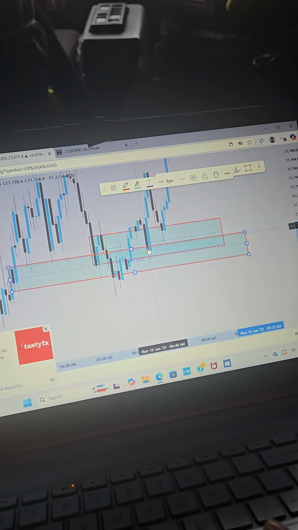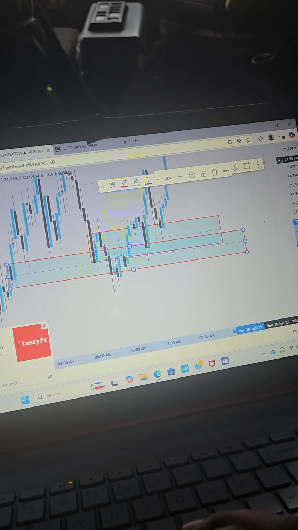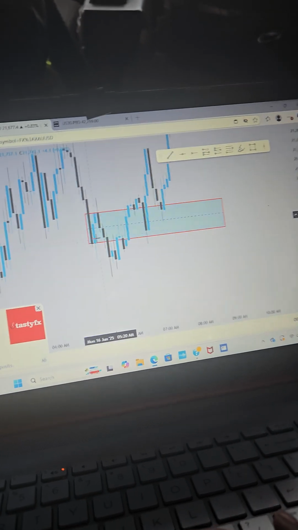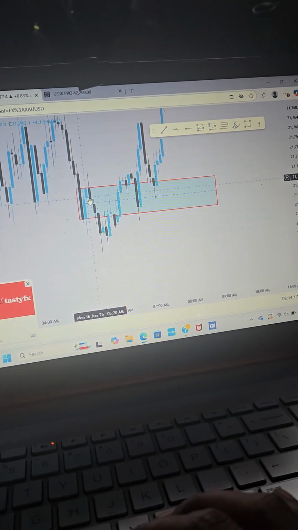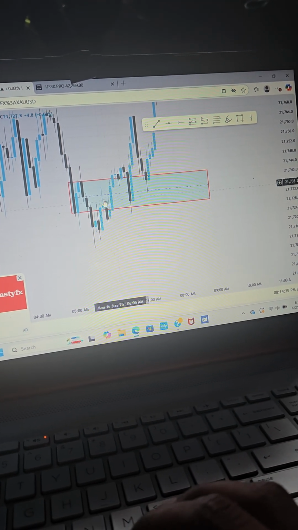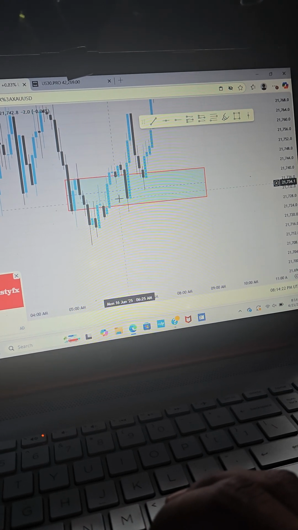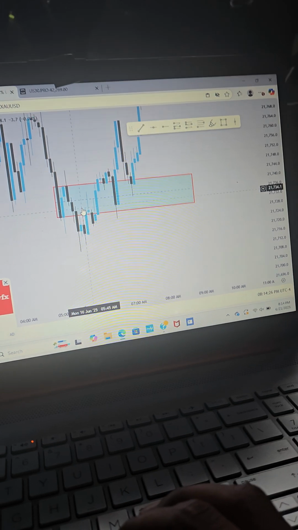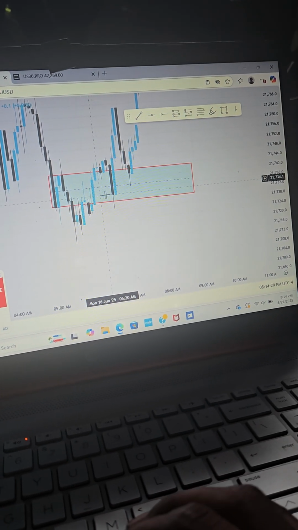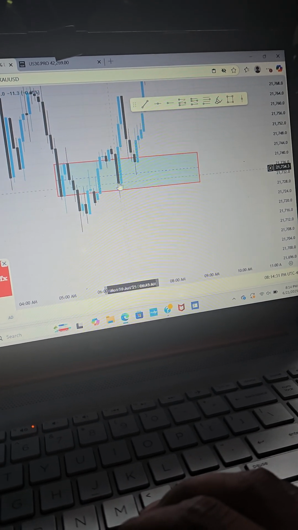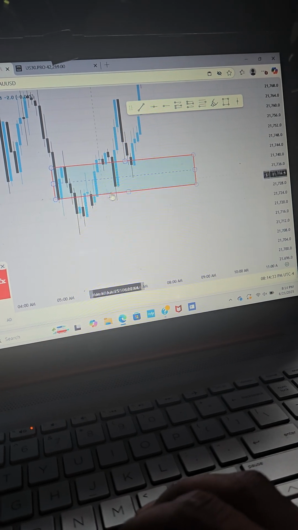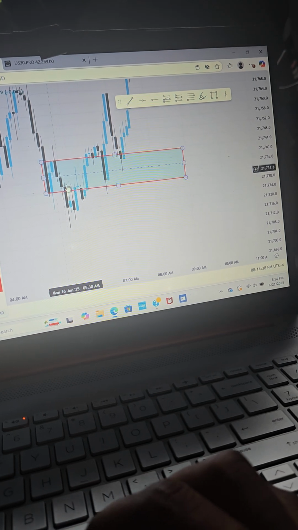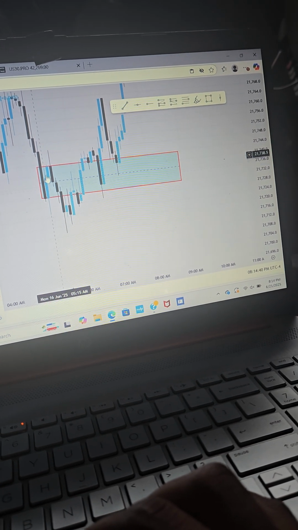So since this is a bullish breaker and a failed bearish order block, this area right here is the discount. Now, when you're bullish, you want to buy at a discount. So this area right here is the discount of the bullish breaker right here.